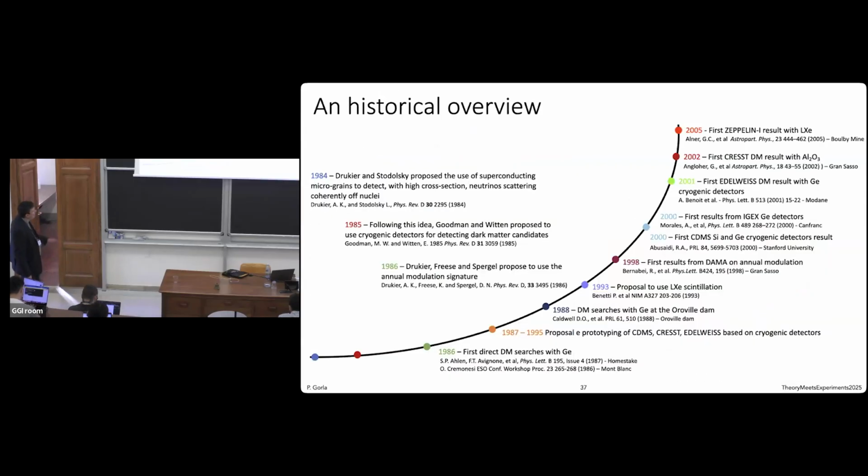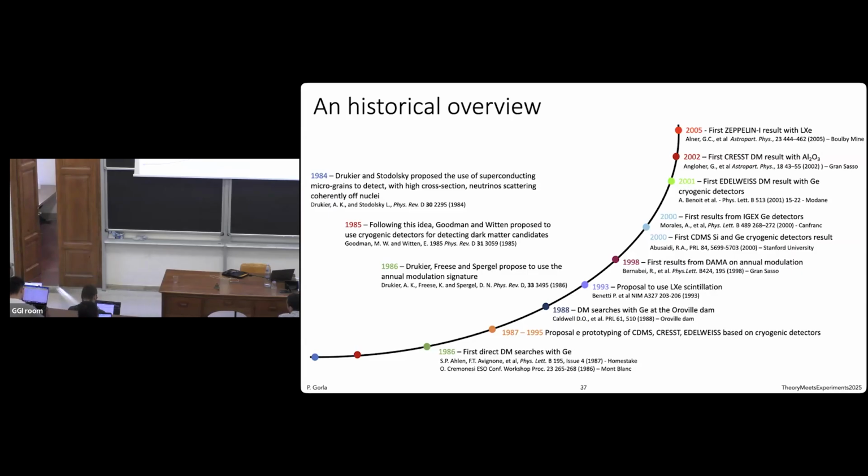But let's take a step back, just a tiny bit of history. In '84, Drukier and Stodolsky proposed to use superconducting micrograins. This was a technology using the transition of superconducting spheres. This never worked, but at the time, people thought that micrograins were going to dominate the field. Anyway, they proposed to use micrograins to measure neutrino coherent scattering on nuclei.